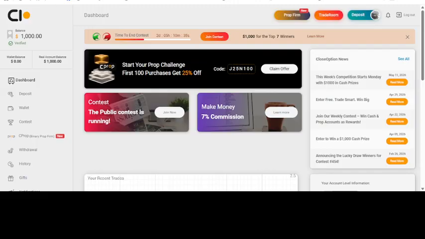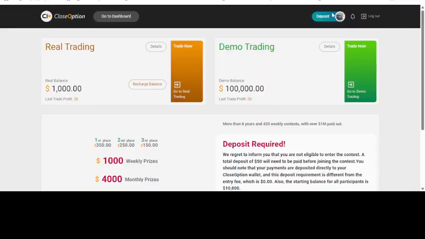So today I'm on the Close Option platform, and what you're looking at is the dashboard. I've loaded $1,000 into my account. This is a real account here. If we go to the trade room, Close Option has various accounts available. They have a demo trading account where you can practice your trading, and they have a real trading account, which I have added $1,000 to.